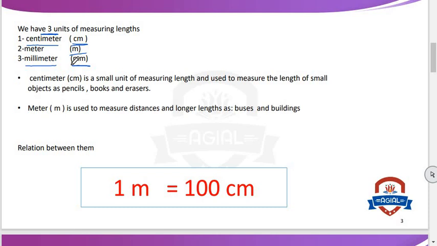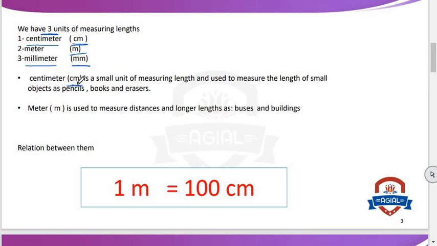Again, we have how many units of measuring length? Who can say? Excellent, 3 units, okay? Centimeter, denoted as cm, meter, denoted as m, and millimeter, denoted as mm, okay? But our lesson is about centimeter and meter only, 2 units. Number 1, centimeter or cm.